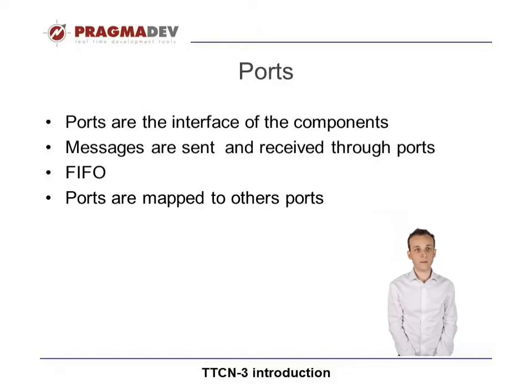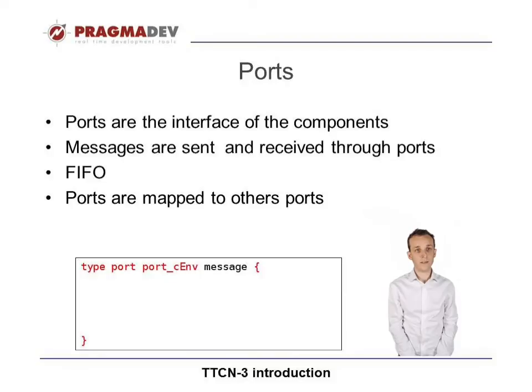As seen in the slide before, components need to communicate. The ports are the interface of a component. It is through these ports that messages are sent and received. Ports are based on a FIFO mechanism. Each port has to be mapped or connected to another to drive the communication. This example shows the declaration of a new port. Two messages can be sent through this port, card and key, and three can be received. The port type will then be used for a component declaration to define its interface.